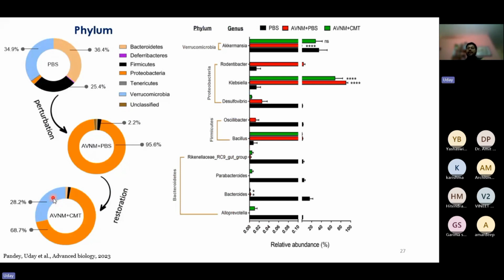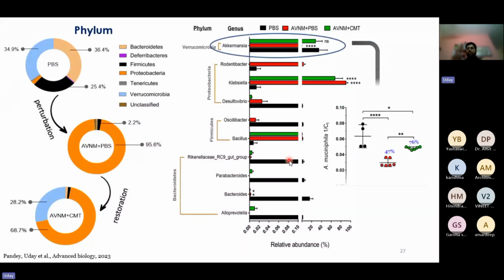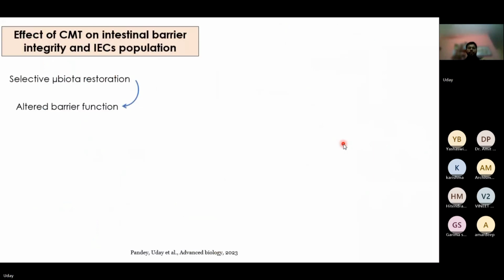When we do a genus level analysis, we can also see that this Verrucomicrobia, that is Akkermansia, is getting restored, and other microbial genera are not getting restored. Further, we validated with our qPCR study that their actual abundance, the Verrucomicrobia or Akkermansia abundance, is actually getting restored. So now we can say that there is a selective restoration of the microbial population.